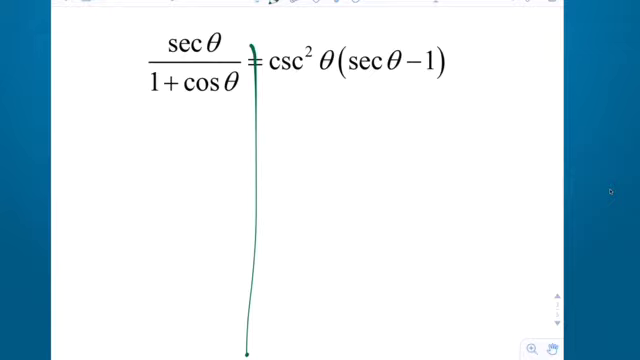Left? Okay. What would you do on the left? Oh, yeah, there's an opportunity right there. 1 plus cosine, you can multiply by 1 minus cosine over 1 minus cosine. Now let's think a couple of moves ahead. In the denominator then, that would give me a 1 minus cosine squared. And a 1 minus cosine squared would be a sine squared. So I'd have a sine squared in the denominator, which is the same as a cosecant squared in the numerator.